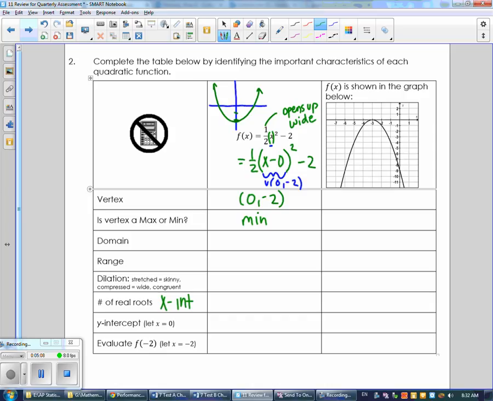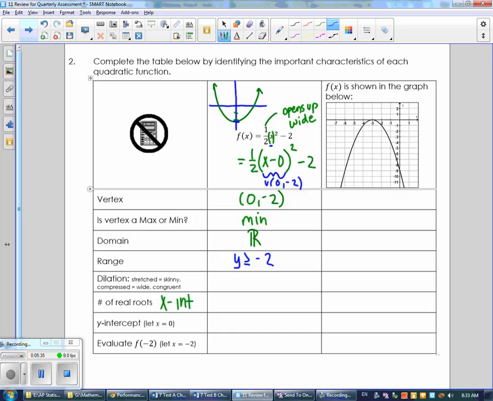The domain for every single quadratic function is all real numbers. And the range is going to depend on your vertex. So notice my lowest point here is at -2. All of my y values are larger than that because my graph is going up. So I'm going to say that y is greater than or equal to -2, and don't forget your equal sign because it could actually equal -2.